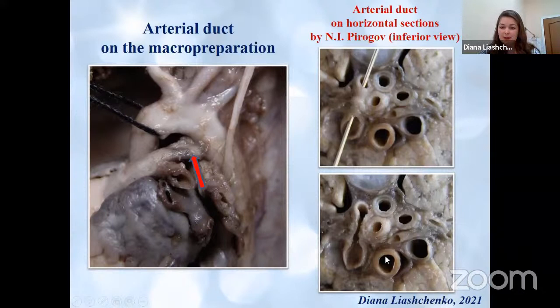And on the right side, you can see two pictures. It's an inferior view. Pay attention, please. There is one horizontal cut by Pirogov, with inferior view. And we introduced a pointer into the arterial duct. What did we reveal? Really, the arterial duct is very short. And it is a real continuation of the pulmonary trunk.